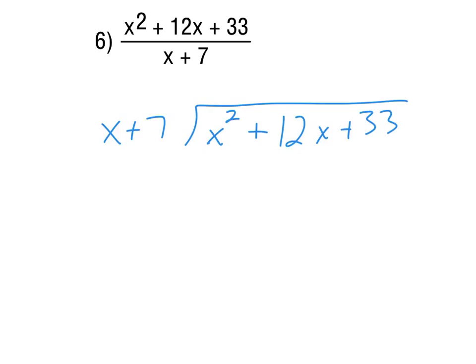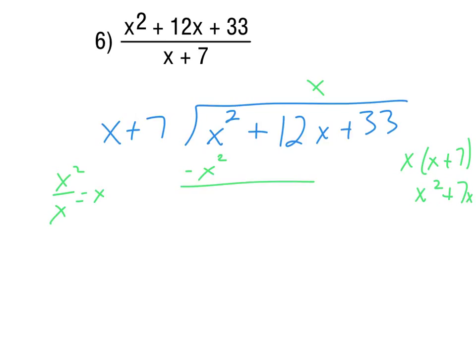This first division here is fairly straightforward, just a trinomial by a binomial. Starting off with that x squared divided by x, which gives me x. My product, x times x plus 7, gives me an x squared plus 7x. Notice the signs are the same on my divisor, so I'm going to be subtracting both. So subtracting the x squared and the 7x gives me 5x plus the 33.